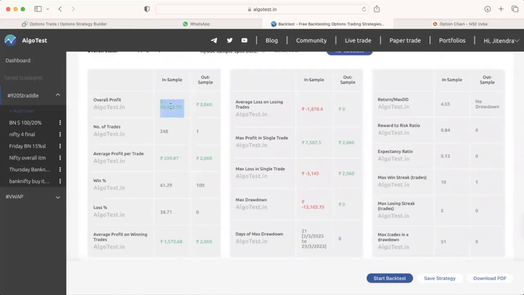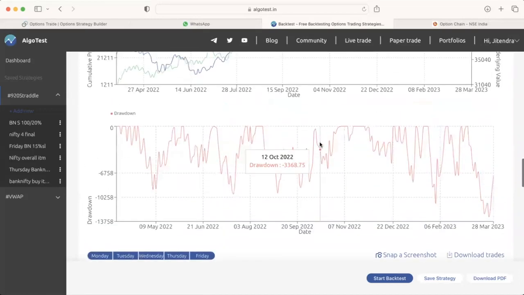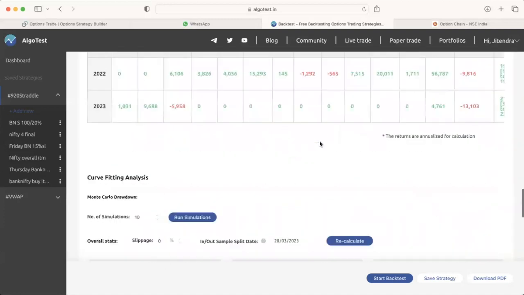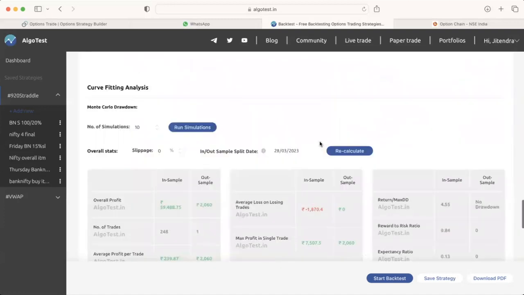59,000 is the profit. Average profit is very low, the loss is very high. Why are these strategies not working? Straddle is not working. So basically, in the last 2-3 months, the straddle has got hit.